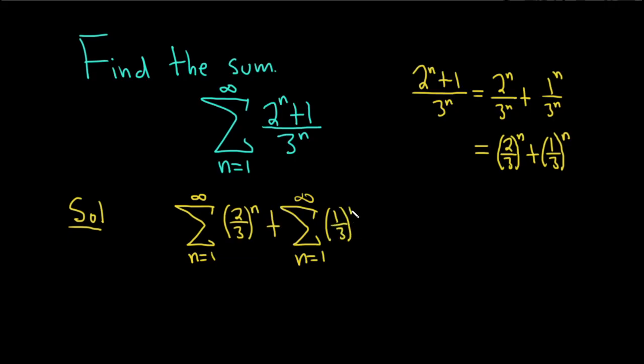Okay, so both of these are geometric series, and the number you see here is r. It's called the common ratio. Whenever the absolute value of r is less than 1, the series will converge. So both of these are convergent because here r is 2/3. It's less than 1 in absolute value, so we're good. Here r is 1/3. It's less than 1 in absolute value, so we're good.